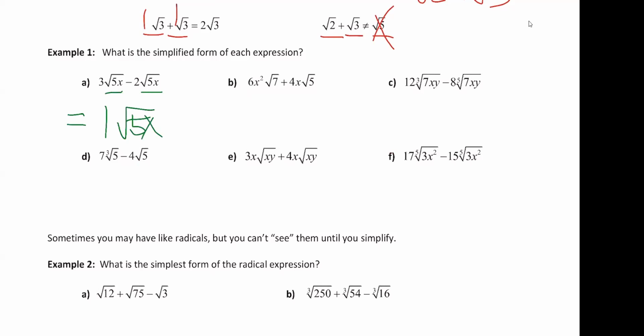For part B, look at your radical parts. Since those aren't like radicals, they're both square roots, but you don't have the same radicand, or the number underneath. So if you had a question like this, you would just stop. There's nothing you can do with adding or subtracting these, since they don't have like radicals.